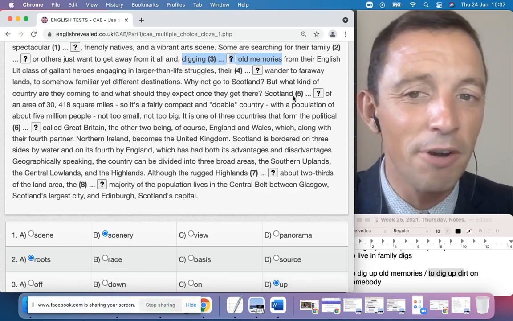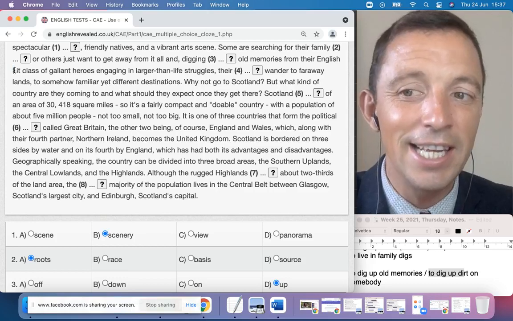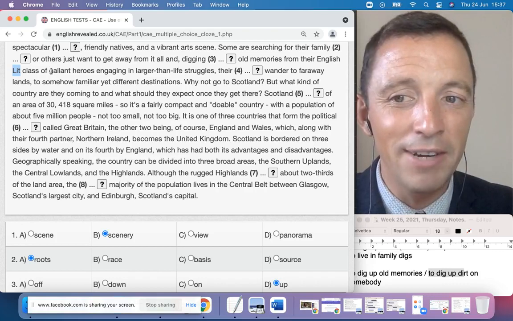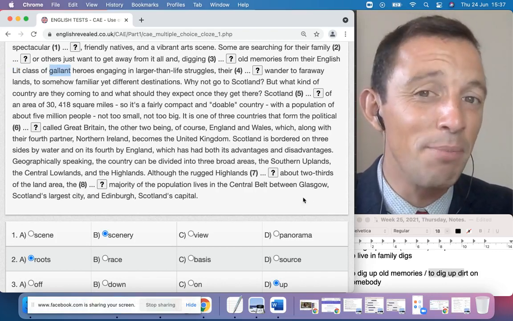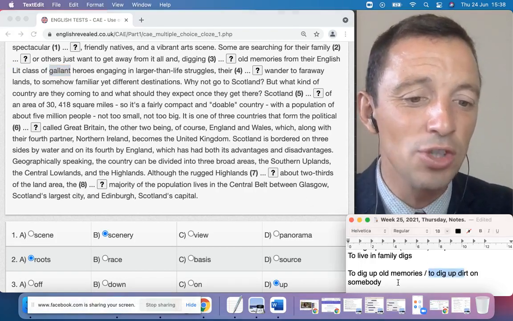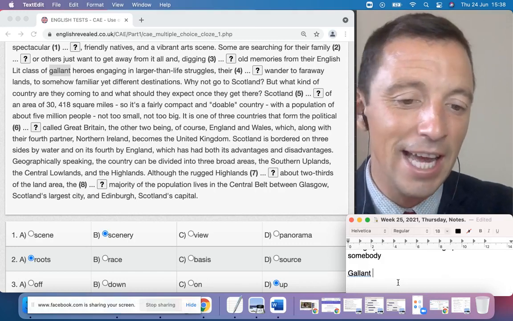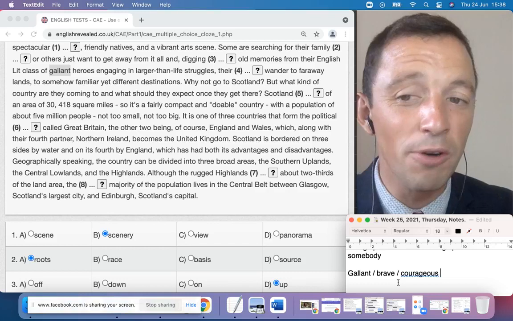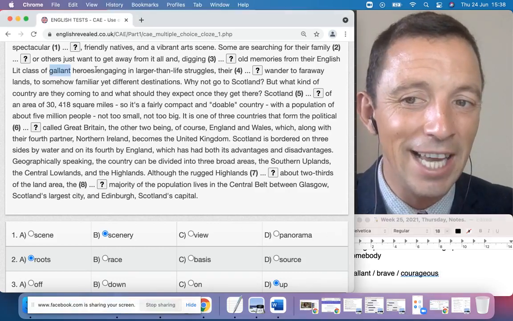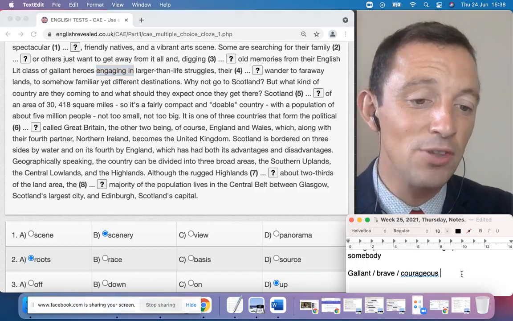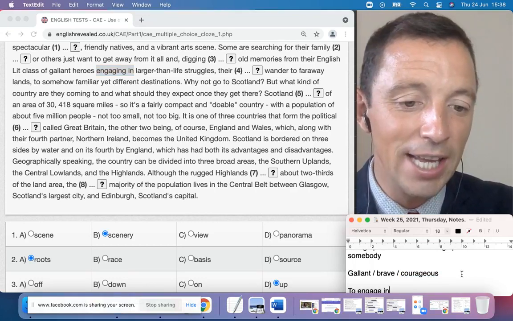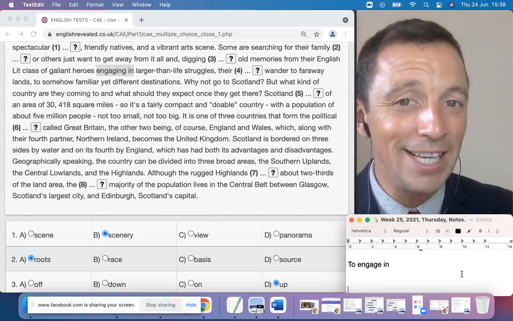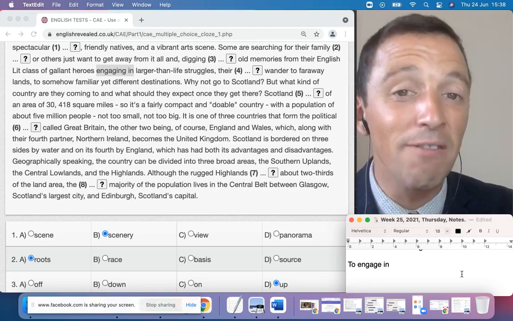From their English lit class, lit I think is short for literature, of gallant heroes. So gallant I think is very brave, very courageous. So it's a good word, gallant. As I said, is maybe very brave, very courageous, very good vocabulary. Heroes, engaging in. Remember, this word is very, very interesting. The verb to engage in is probably the significance to participate in. So you are engaging in this activity, but we have lots of possibilities.